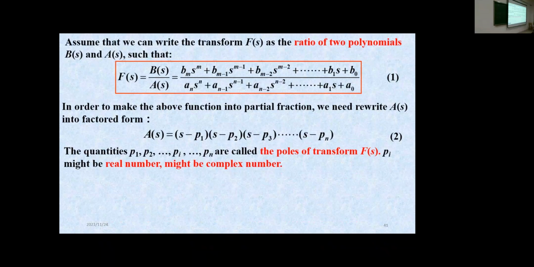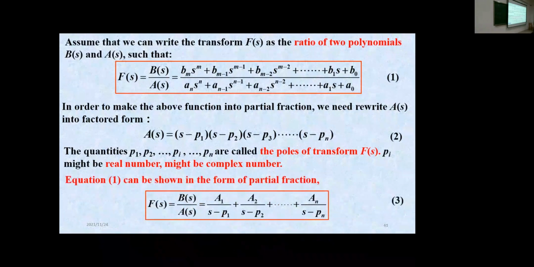Pi might be a real number, and of course can be a complex number. And if Pi is a complex number, they usually come in the form of a pair. Okay? Equation 1 can be shown in the form of partial fractions, if we write F(s) into several parts, summing together. And this is just what we did in the previous problem.